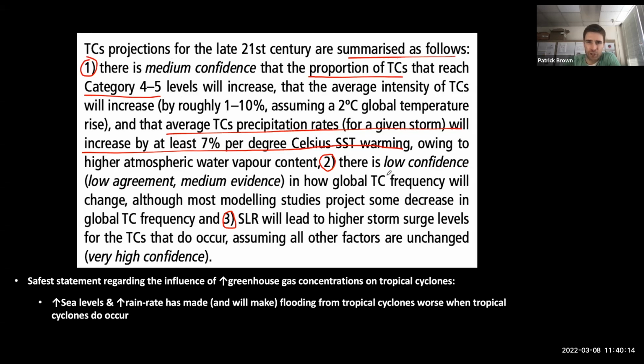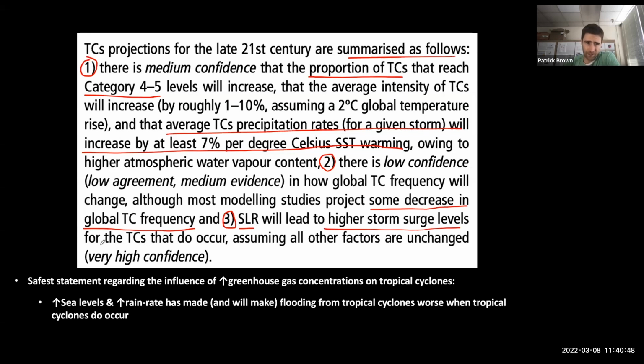And then there's low confidence in how global tropical cyclone frequency, just the counts, will change, but most modeling studies project some decrease in global tropical cyclone frequency. And most of that decrease is in the 1, 2, 3s, which is why this proportion thing comes in up here. But then in addition to the increased precipitation rates, we have this sea level rise will lead to higher storm surge levels for tropical cyclones that do occur, assuming all other factors are unchanged.